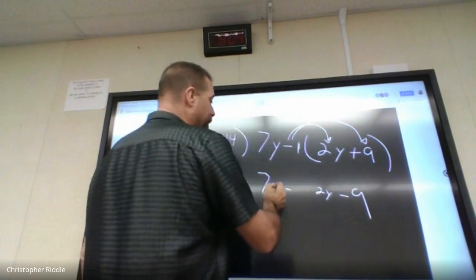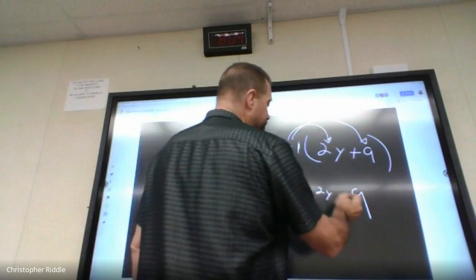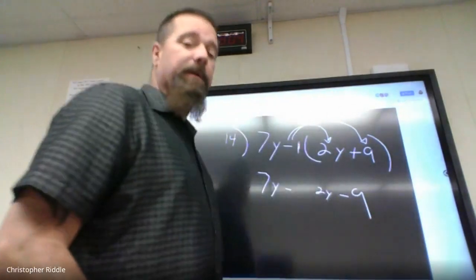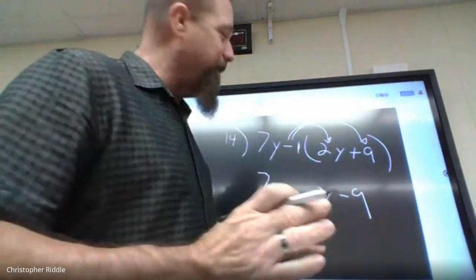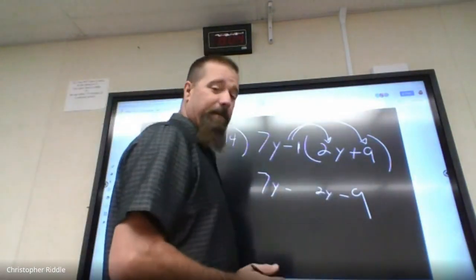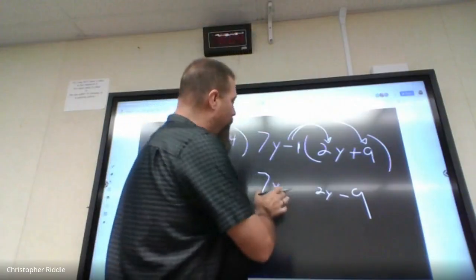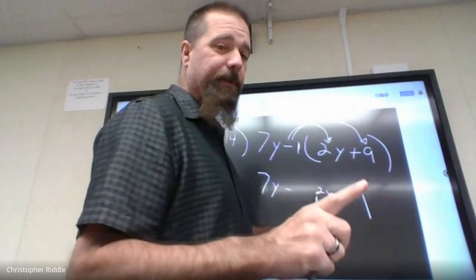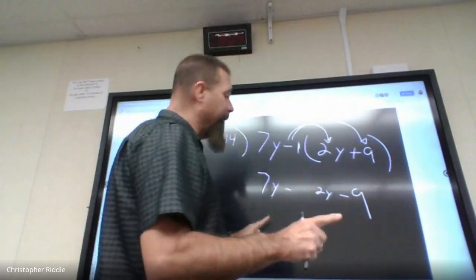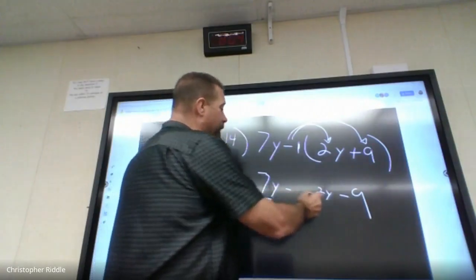So what do we have now? Now we have a new equation. We have 7y minus 2y minus 9. So we're going to collect our like terms. What terms are alike, Ashley? What look the same? We have two terms that have a variable, right? With y. So we have 7y and 2y. So we're going to do that first.